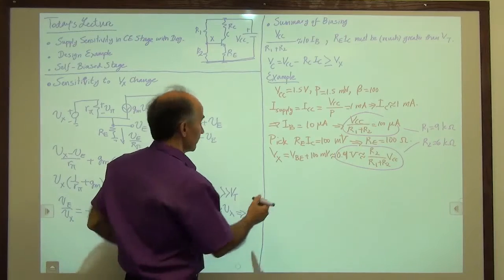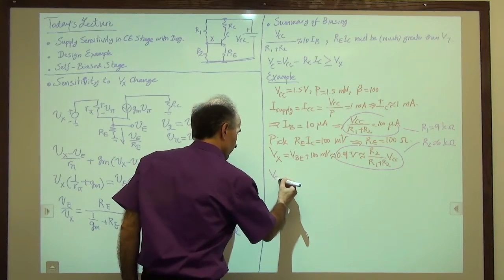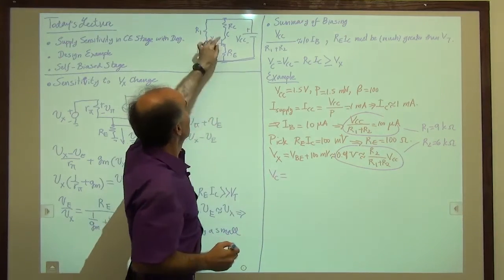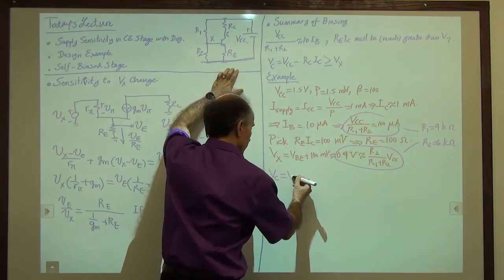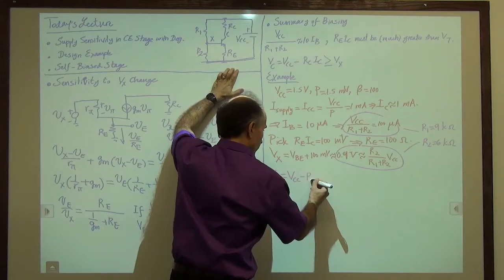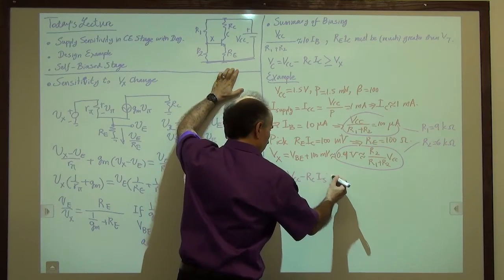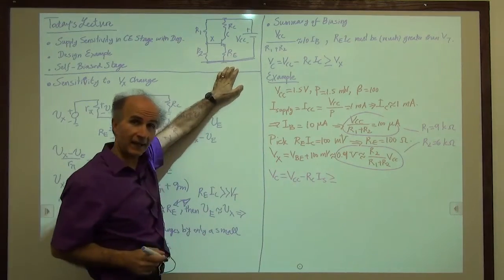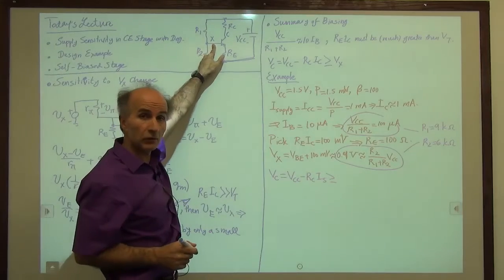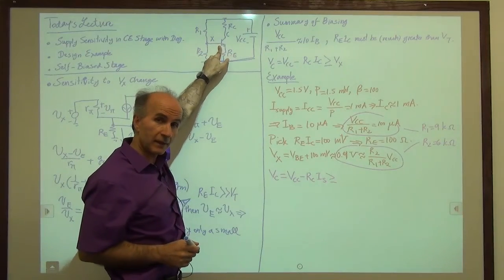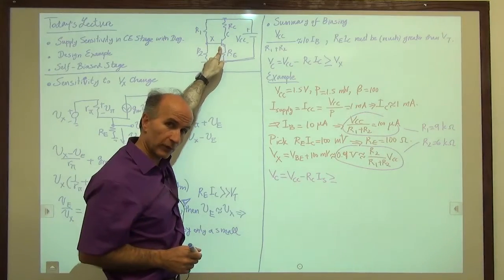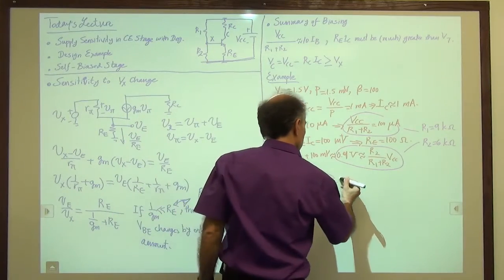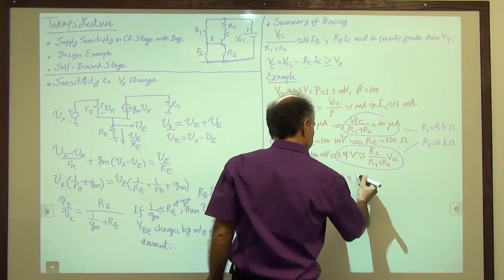All right, so we say VC, the collector voltage, is equal to VCC minus RC IC. And this should be no less than this voltage to make sure that this junction doesn't get forward biased. And we know that Vx is 0.9 volts.